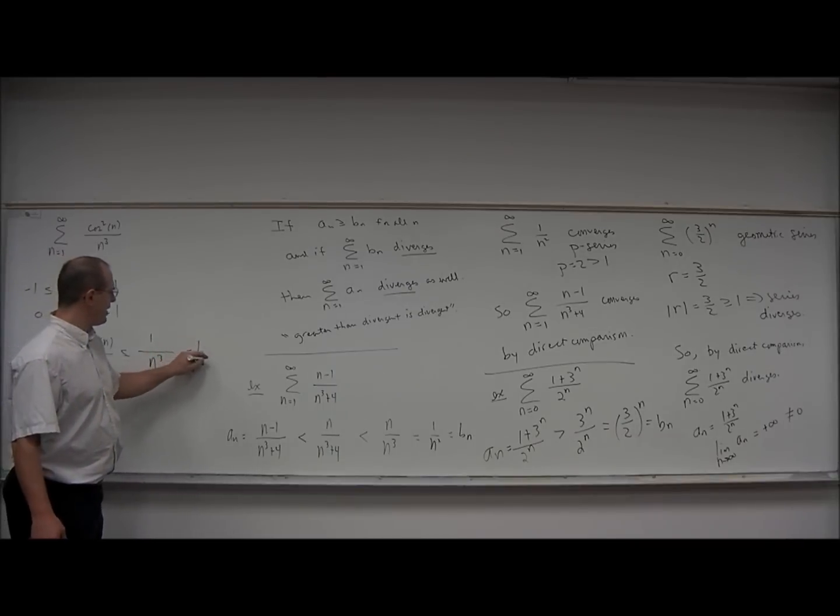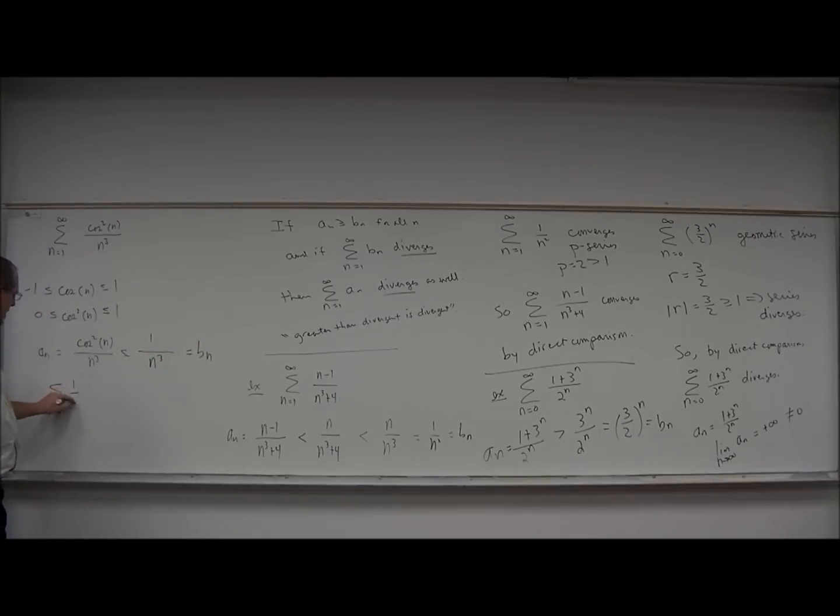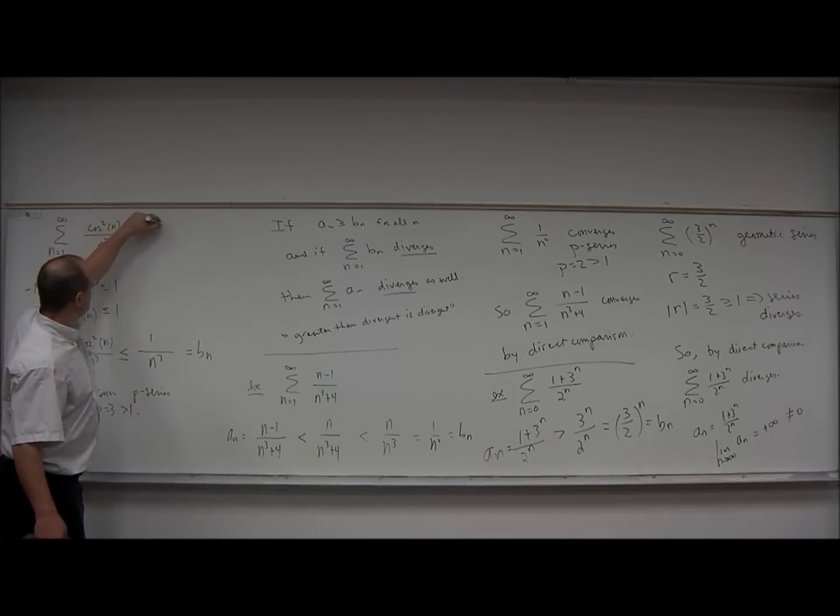And these will be our b sub n's. The summation of b sub n is known to converge. Why? Because it's a p-series. p is equal to 3. That's greater than 1. So our series will converge as well by the direct comparison test. The terms in our series are smaller than the terms in a series which is known to converge. So our series will converge by direct comparison.